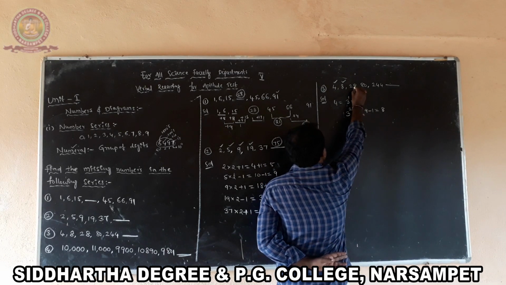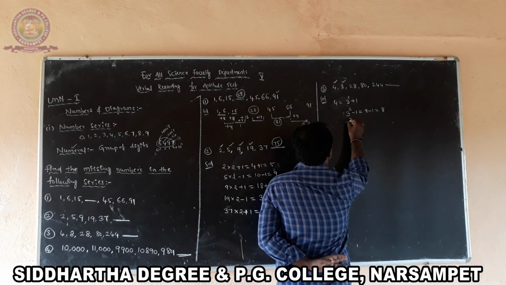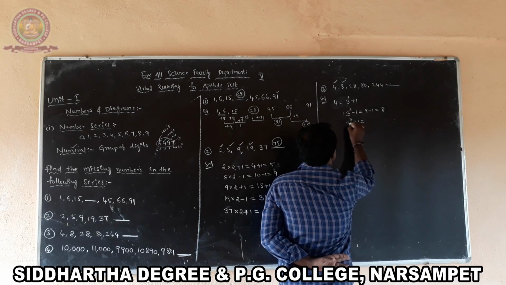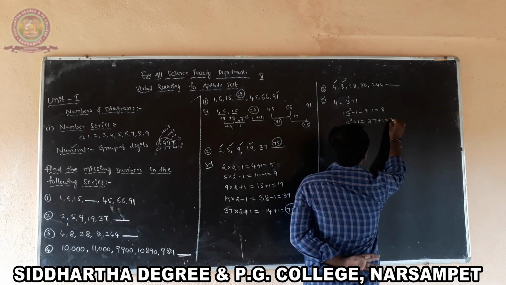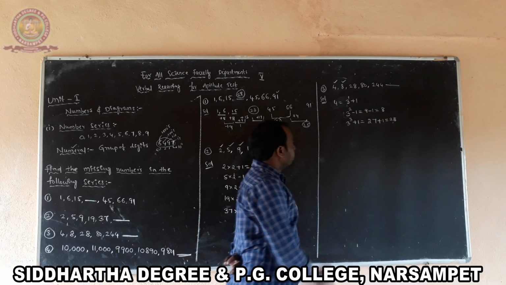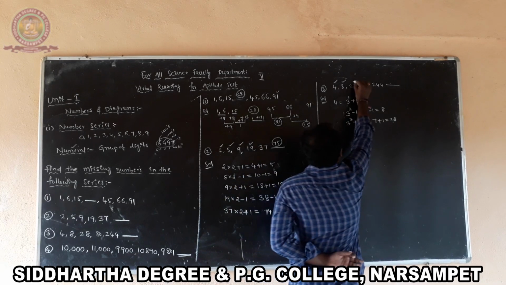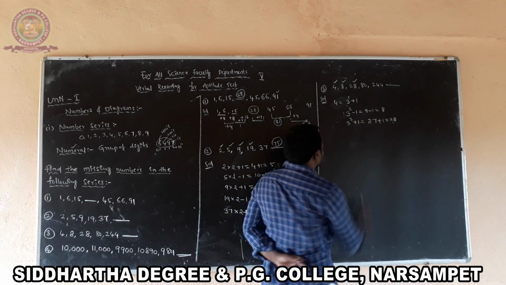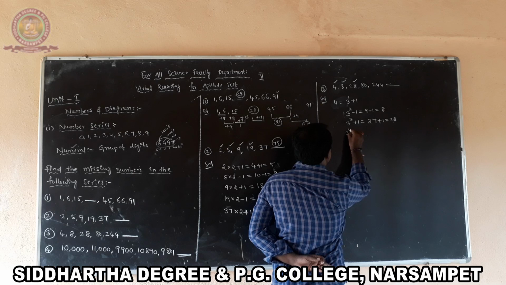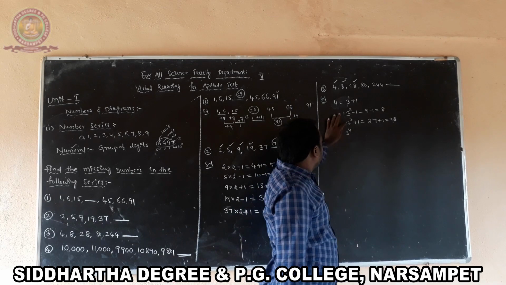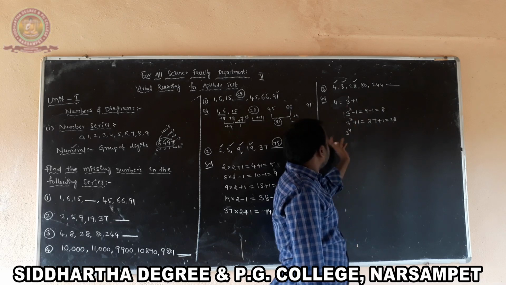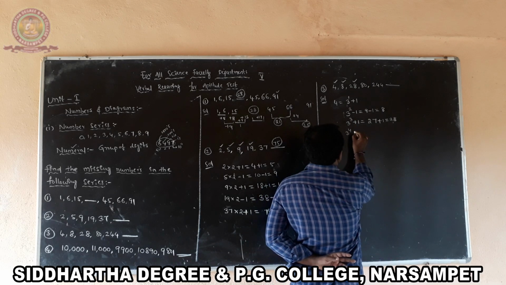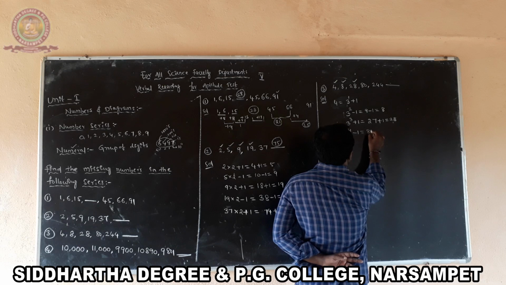Next one is 28. So that is 3 cube plus 1. That is 3 cube means 27 plus 1, that is 28. Right? The next term is this one. Next one we can get 80. So the value of 80 is 3 power 4. So 3 cube means 27. So 3 power 4 means 27 into 3. That is 81. Then minus 1. That is 81 minus 1.